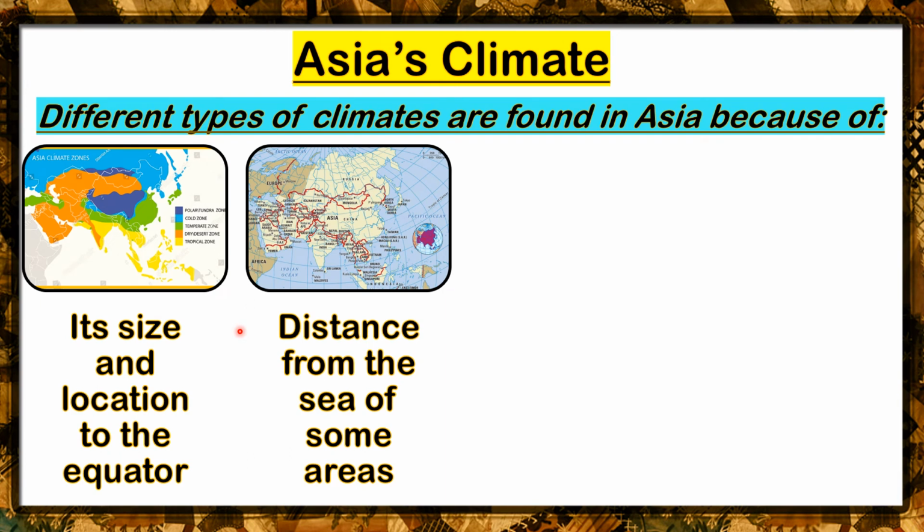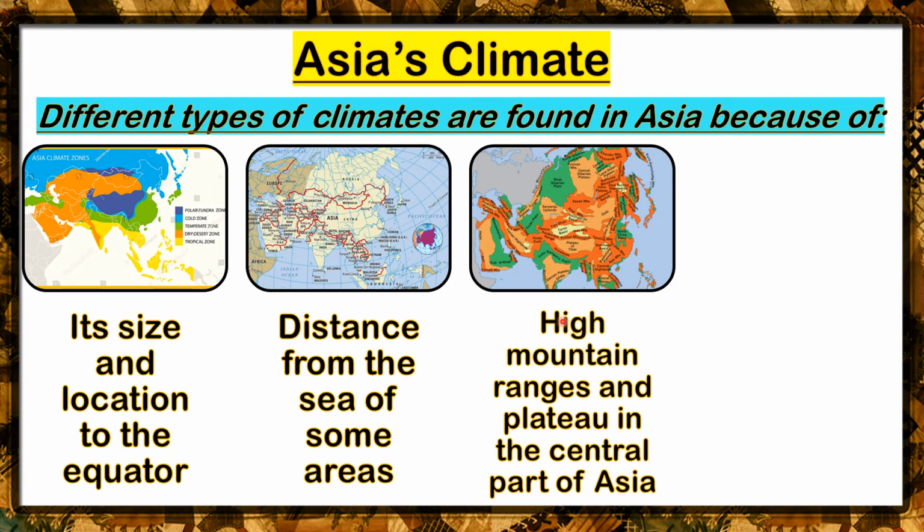Next, distance from the sea of some areas. Because Asia is surrounded by Pacific Ocean, Indian Ocean, and Arctic Ocean, the vegetation near this place, especially the tropical ones, are so many because there are lots of water sources and of course it's near the equator. So the sunlight is also present there.